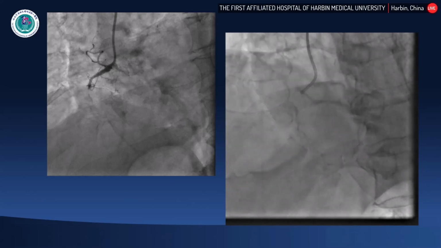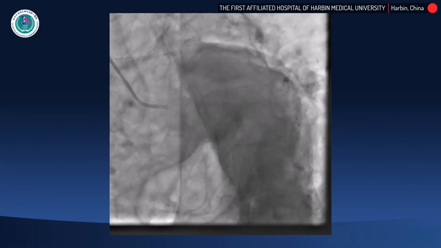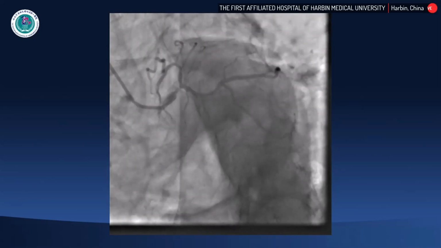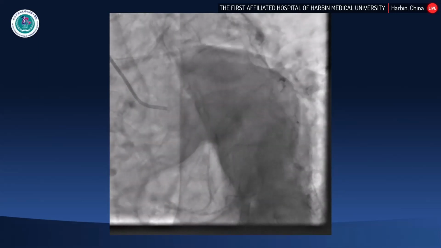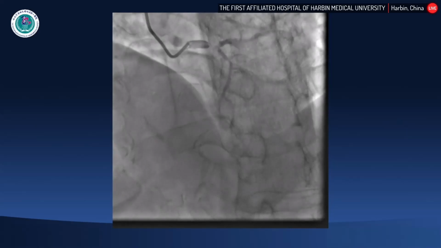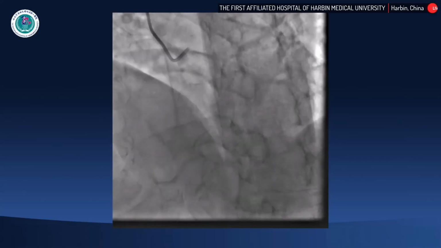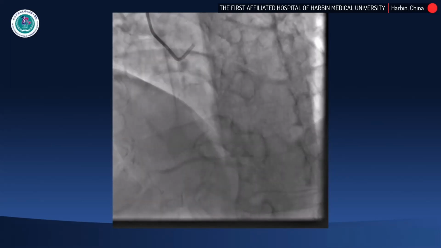This is the baseline angiography of this patient. We can see that the RCA was totally occluded at baseline. There was a severe stenosis in the distal left main and proximal LAD with moderate calcification. At the proximal LCX, there was a mild stenosis. From the cranial view, we could see that there are collateral branches from the LAD to the distal RCA.